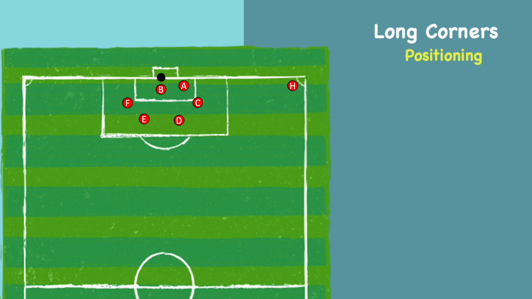Player F starts at the farthest corner of the 5-meter area but moves in as the kick happens. Player G holds down the penalty area line opposite the 5-meter line. And here's where the magic happens.